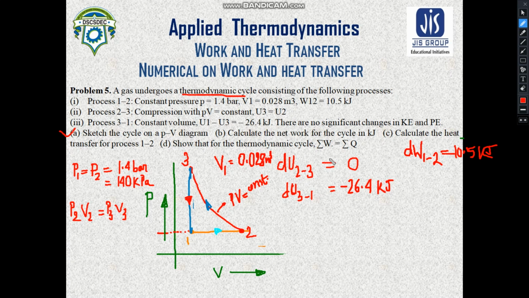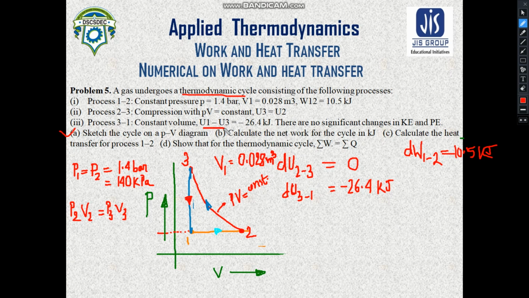You must remember it. For an isothermal process, since the temperature remains constant and internal energy entirely depends on temperature, if there is no change of temperature, then for an isothermal process there will be no change of internal energy. So from that understanding, it can be also done. So let us see. As it is given in the problem itself, U1 minus U3 is minus 26.4 kilojoule.